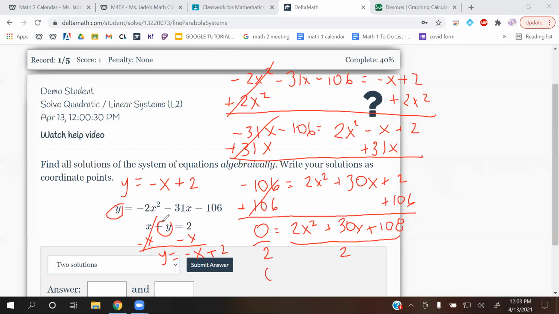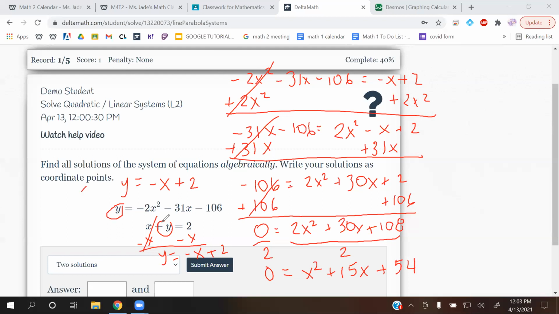So 0 divided by 2 is still 0. 2x squared divided by 2 is just x squared, which is nicer. 30x divided by 2 is 15x, and 108 divided by 2 is 54. So this makes it a lot nicer, and we can do our x factor on this thing.